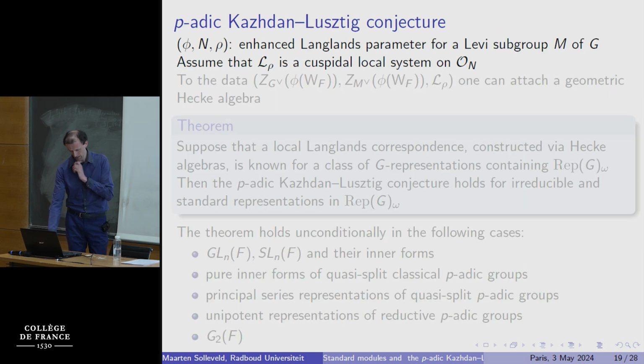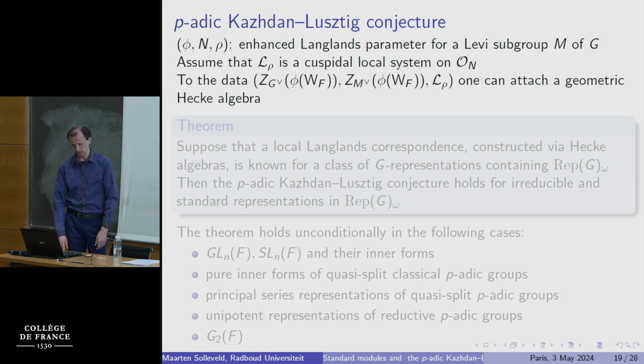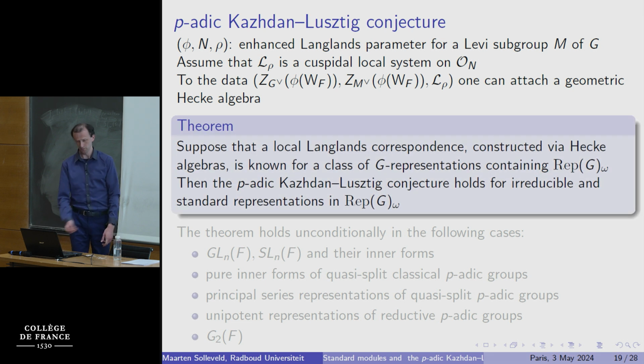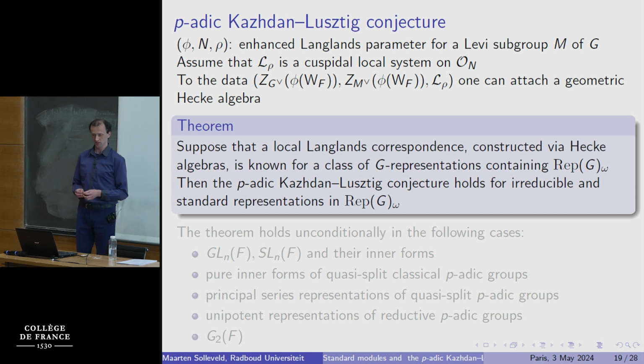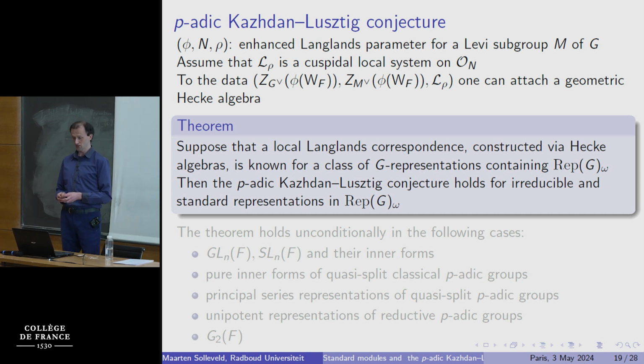So, well, I'm going to say that now, I think. So suppose, okay, suppose you have some Langlands parameters. And suppose there is a local Langlands correspondence, well, not just abstractly, you need to know something, which I summarized here by saying this Langlands correspondence must be constructed in some way via Hecke algebras. This is not a very precise statement, but it does hold in many cases.